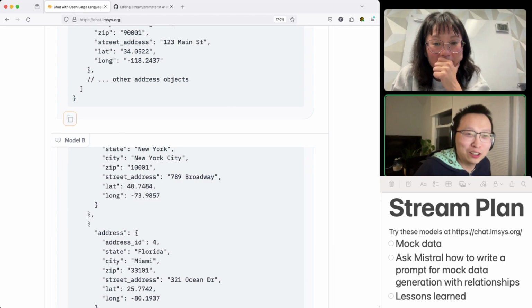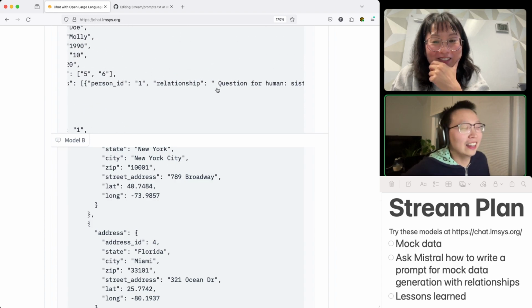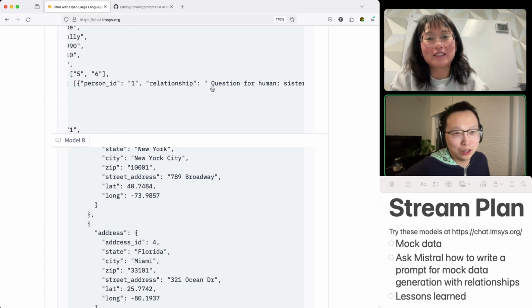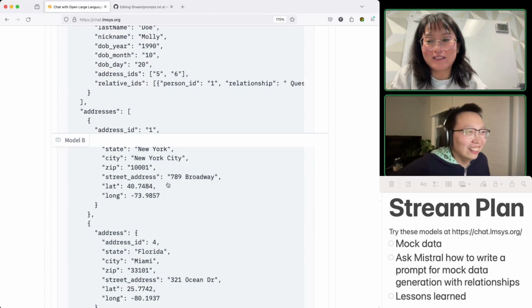Is that even a valid relationship status? So obviously not, but it's just funny the fact that it didn't pick one and instead it just has a question for us, or question for human.